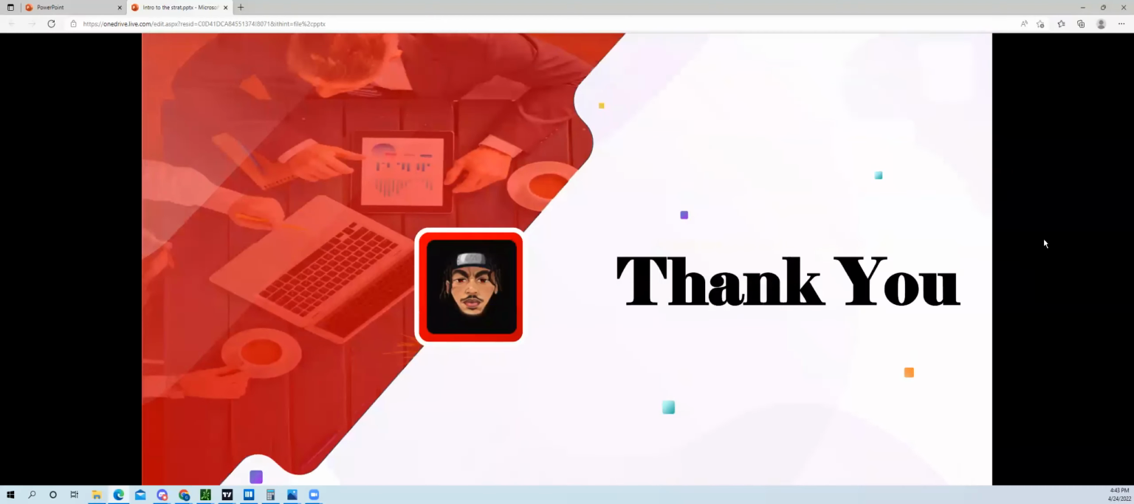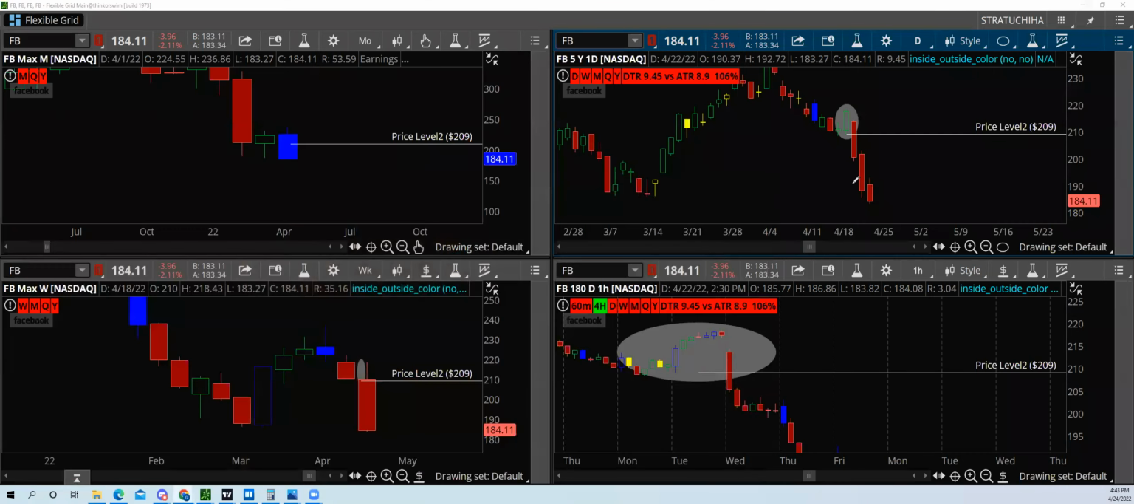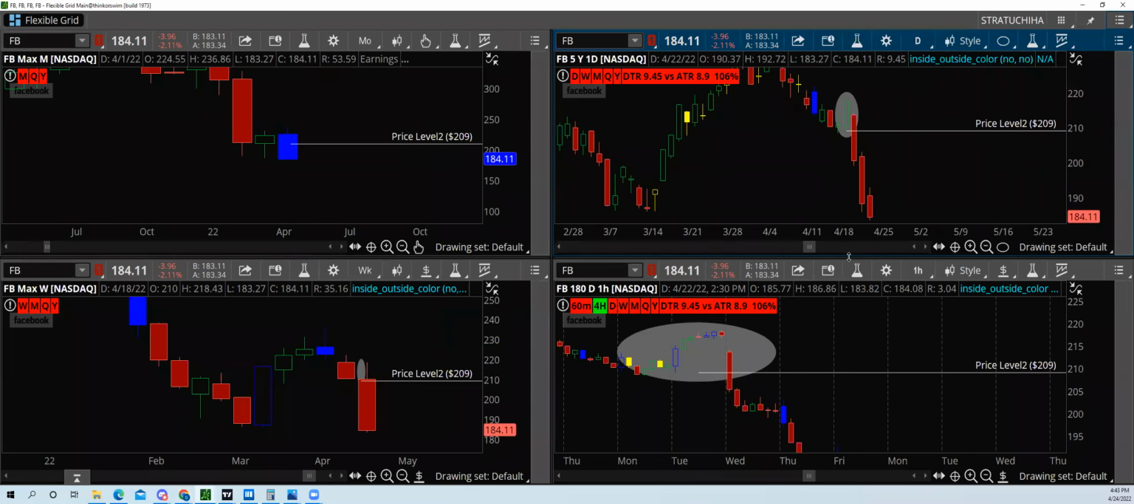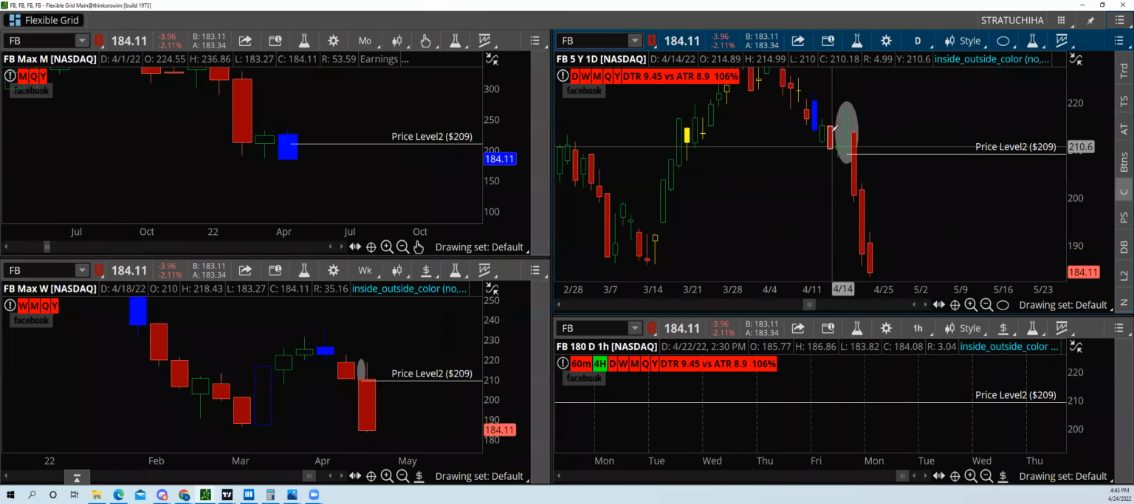So let me actually go to the chart. So here's Facebook. You should be able to see it a lot better. So Facebook, again, on the daily, did this 2 up, 2 down reversal. That's a reversal back into continuity, because on this day right here, Facebook was green. So this was a green day.